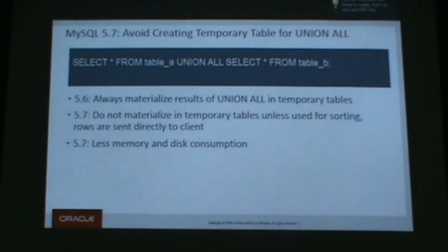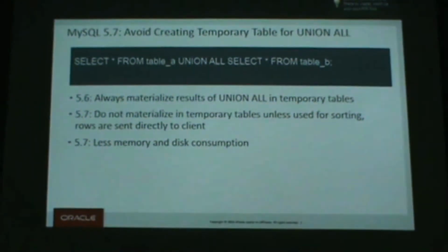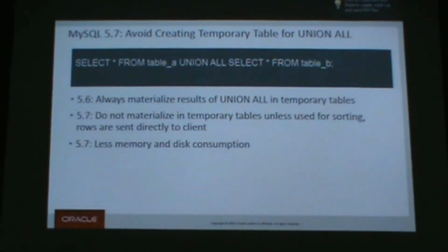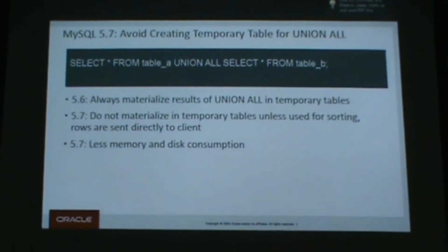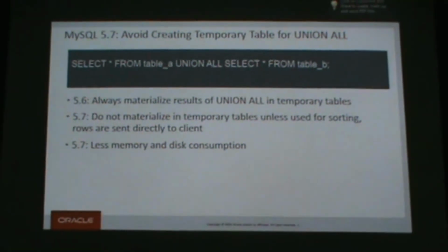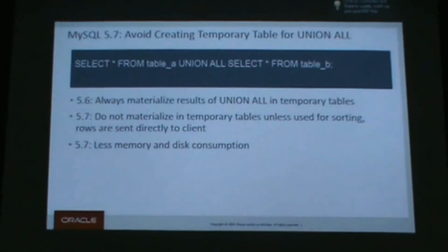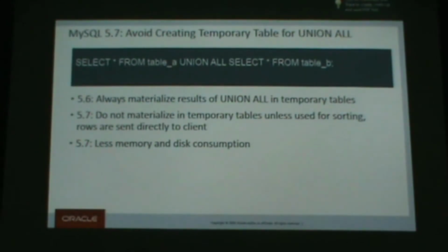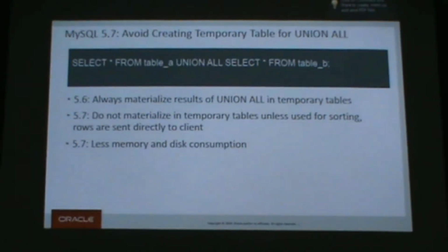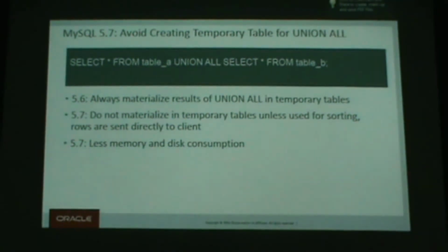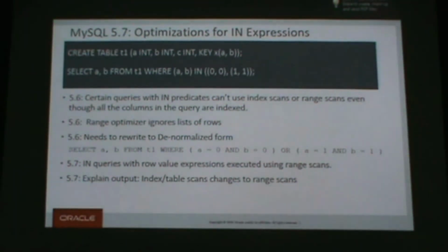There is one more optimization. Union all queries always used to create temporary tables, irrespective of whether they needed sorting or whether there was any requirement for creating temporary tables. With this new feature, temporary tables are avoided whenever possible. It is a long pending request from Facebook. It addresses that problem, and because of this you get less memory and disk access as well.